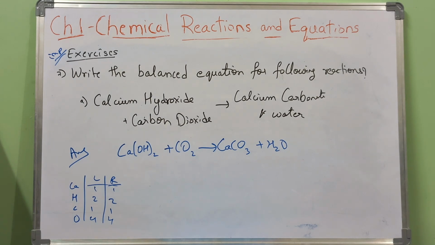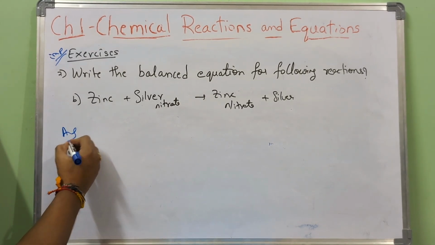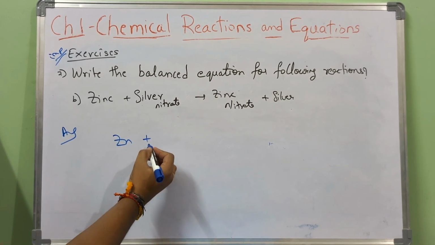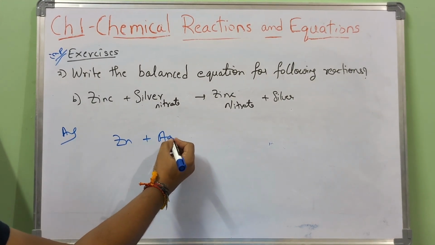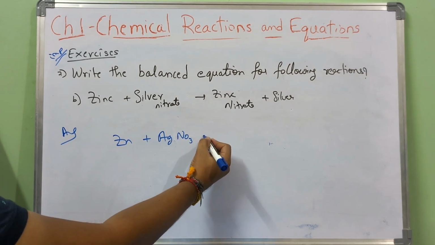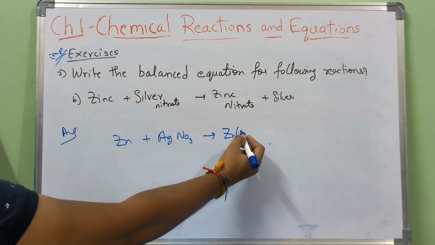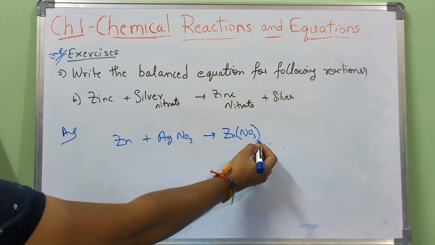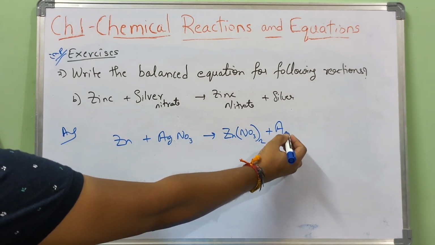Let's go with part B. Part B is zinc reacting with silver nitrate to form zinc nitrate and silver. Let's see the solution. The zinc symbol is Zn, which reacts with silver nitrate, which is AgNO3. When these two react, we form zinc nitrate, that is Zn(NO3)2, and silver, which is Ag.